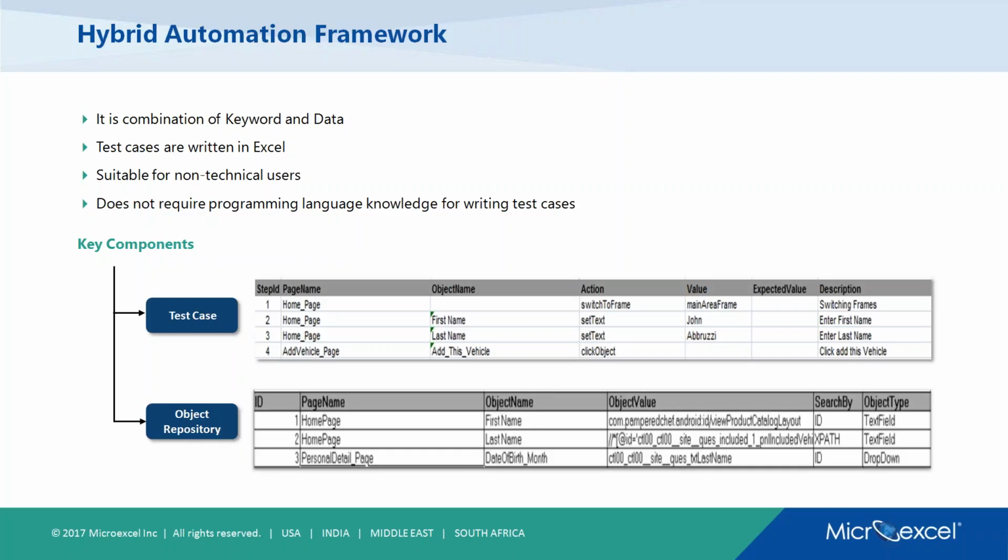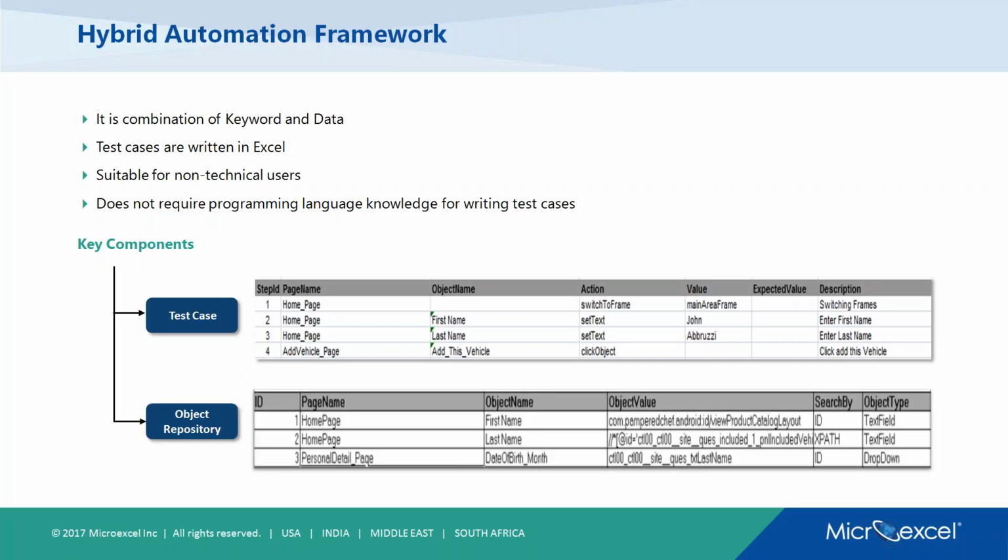So I have marked the two key components, test case and object repository, and I have shown you an Excel where the test case will look like. So here, say some test app wants to enter in the first name field John, and in the last name field Abosi, and then it wants to click the add this vehicle button, which is having a click object as a function. So this click object, set text, switch to frame, all these are your keywords, and the value column, John, Abrosi, all are your data.